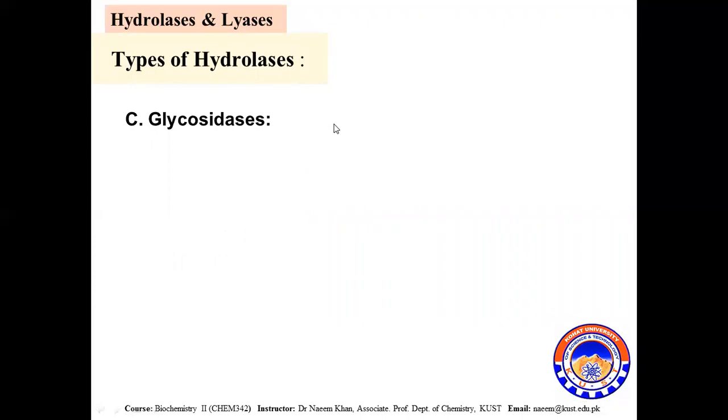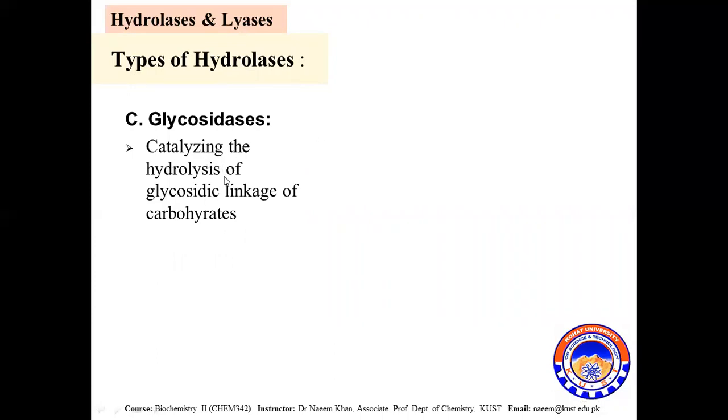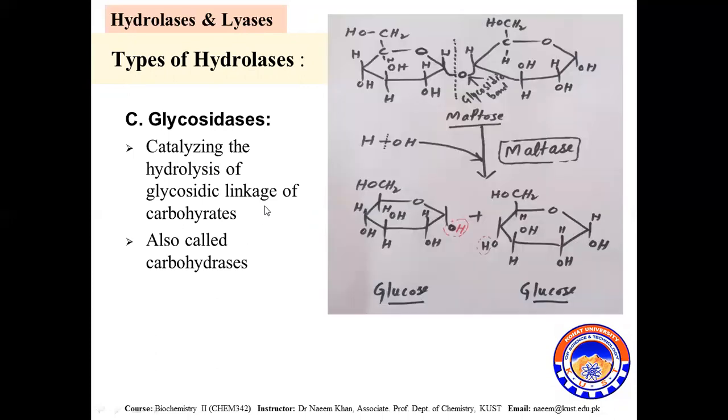Next one is the glycosidases. These are the enzymes which catalyze the hydrolysis of glycosidic linkage, which is present in carbohydrates. They are also called carbohydrases. In the reaction, we can see two glucose units linked together through glycosidic linkage. This is one glucose, this is another glucose, and when the two glucose units are linked by 1,4 linkage, we say it is maltose. So maltase enzyme is a glycosidase enzyme. This enzyme causes the hydrolysis. The two components are separated and attached to the bond in the substrate, resulting in its splitting. So this is also a hydrolase enzyme. From maltose, we get two glucose units separated and the glycosidic bond is broken.